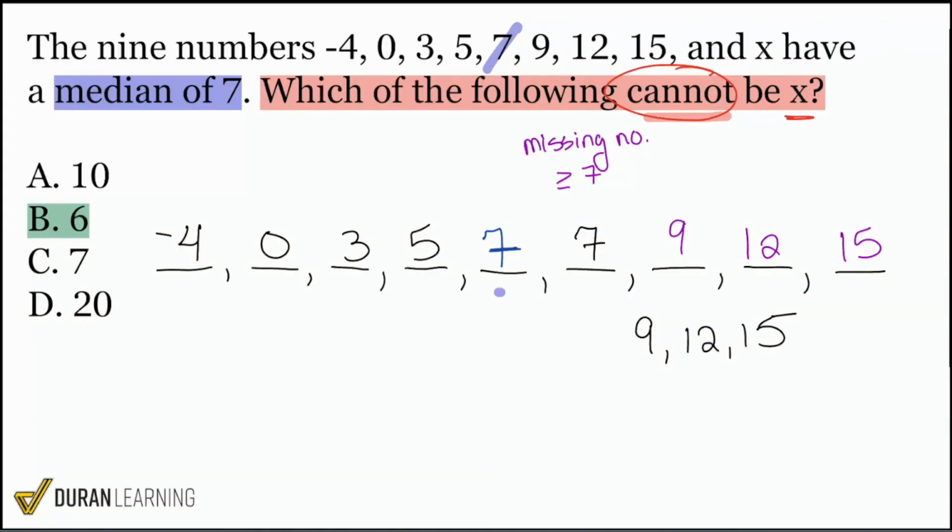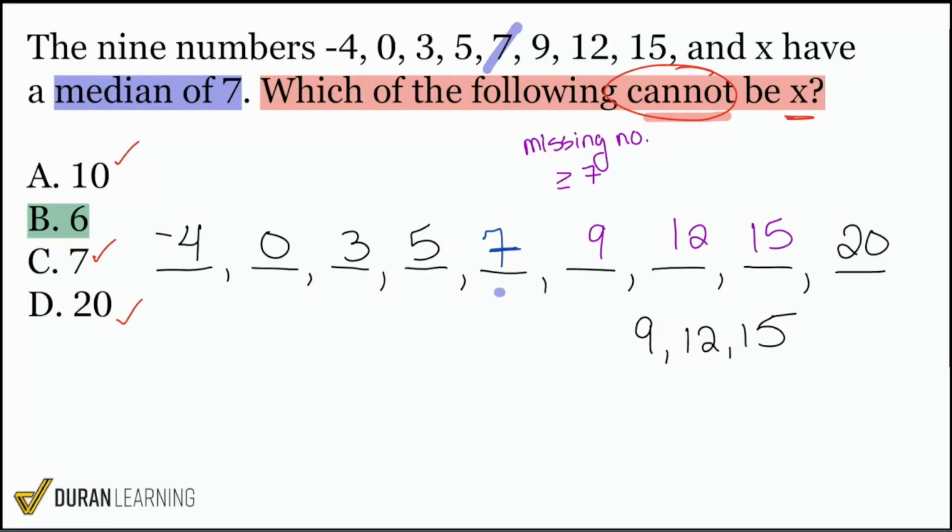10 would work. Take a look over here. 10 would absolutely work. I can move the 9 over here, I could put the 10 right here. It would work. The median is still 7. I can also use 7, just like I showed you earlier. So that works, that works. 20 would also work. I can move the 12 over here, 15 over there, and I could put the 20 right there. It would still work.